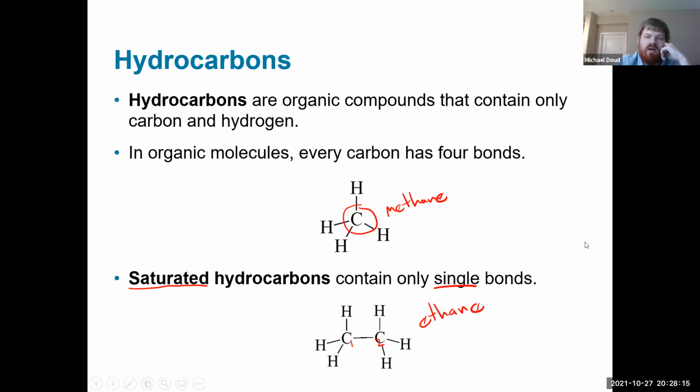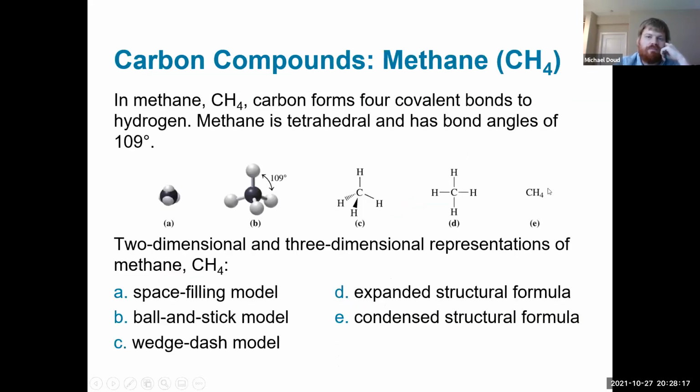And don't worry, we'll have a table with all of these in the future. Now, there's a few different ways that you can represent these compounds. We want to show how this works here at the beginning, because we're going to see a lot of these organic molecules as we go through.